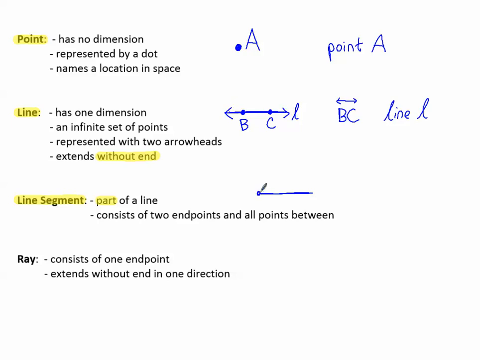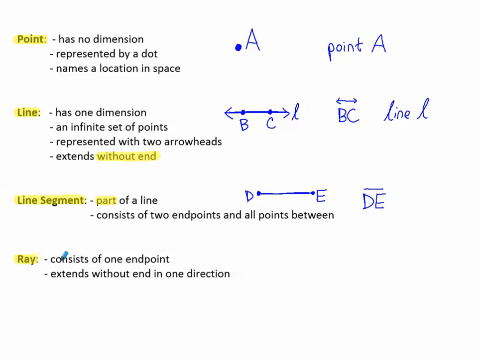I can show the endpoints on either side. In fact, when I want to name the line segment, I will name it by using the endpoints. I'm going to name this endpoint D and this endpoint E. So I can write this as segment DE, and similarly to how this had a line hat, this has a segment hat.